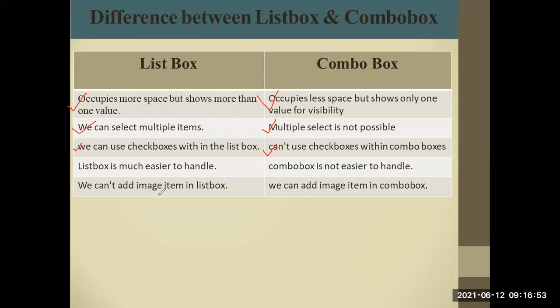The next difference between these two is that a list box is much easier to handle. It is more user convenient, because it can be handled much more easily compared to the combo box. The combo box is not easy to handle; it is very hard to handle as it is a mixture of a text box and a list box. So sometimes it will be difficult to handle the combo box.